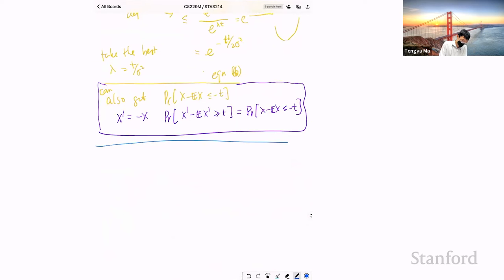It's saying that if all the xi's, the independent random variables, are sub-Gaussian, then the sum of them is also sub-Gaussian. So you can compose, and that's the biggest benefit of this sub-Gaussianity.